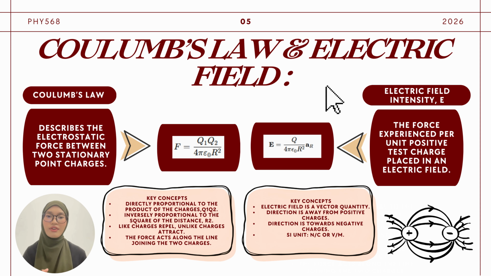According to Coulomb's law, the force is directly proportional to the product of the two charges and inversely proportional to the square of the distance between them. It also explains why like charges repel while unlike charges attract. Instead of only focusing on the force between charges, we introduce the concept of the electric field intensity represented by E. The electric field describes the force experienced by a unit positive test charge placed at a particular location. Since the electric field is a vector quantity, it has both magnitude and direction. The field points away from positive charge and toward negative charge.